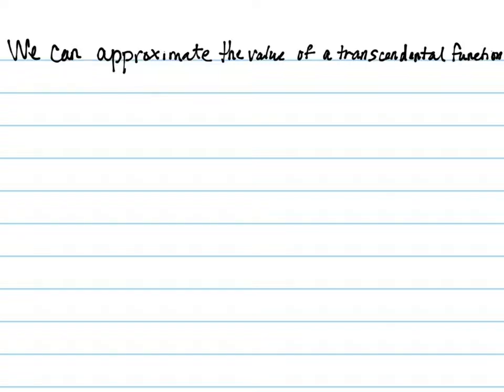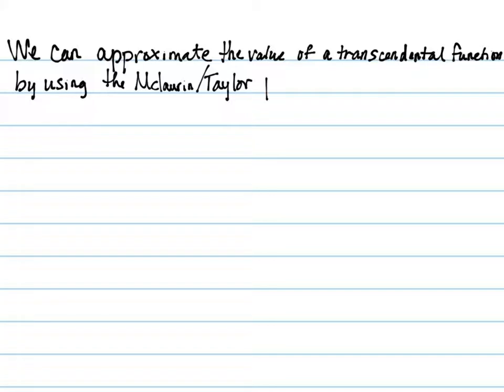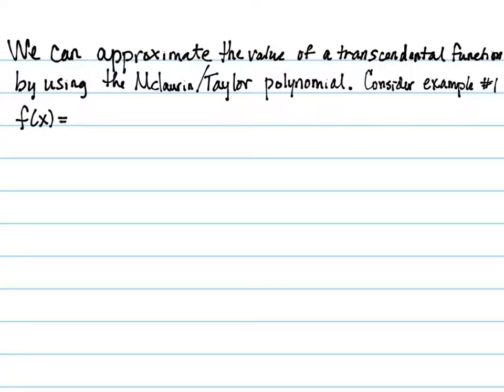by using the Maclaurin or Taylor, just depending on which one's appropriate, polynomial. And we're going to consider example 1. Okay, and on example number 1, we had f of x equals cosine of 2x.